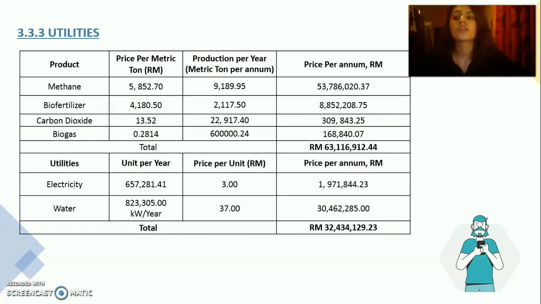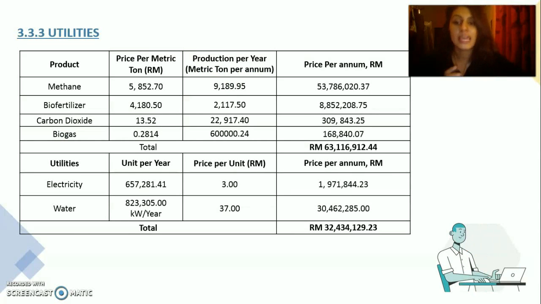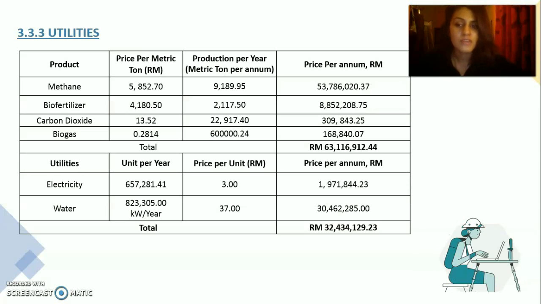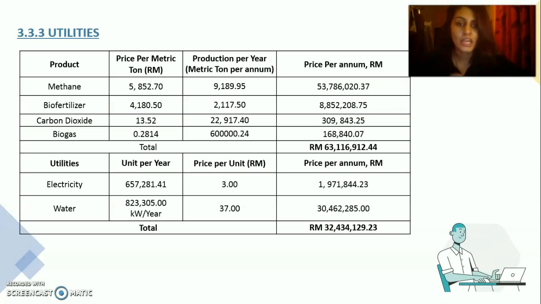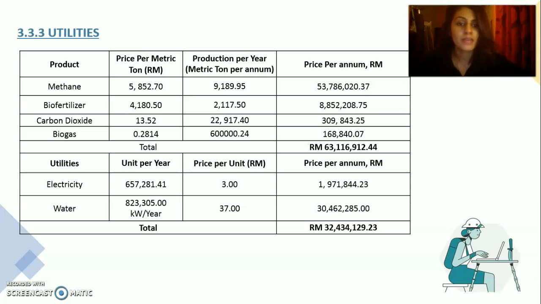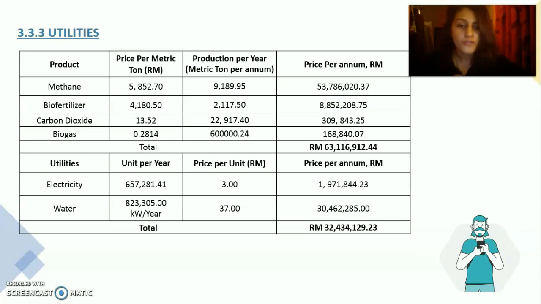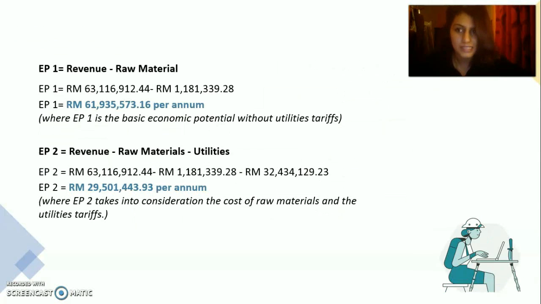Next, to take a look at the utility cost, we have taken into account the electricity tariffs and the water tariffs. First we have to calculate the unit per year, and then calculate the price per unit, which in total, price per annum has totaled up to 32,434,129 ringgit Malaysia and 23 cents.